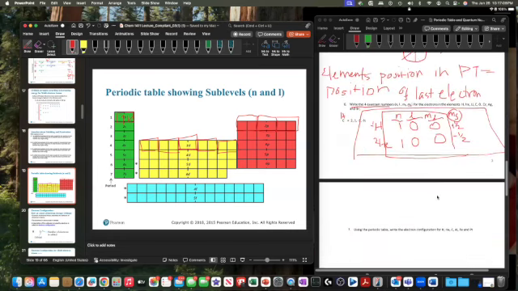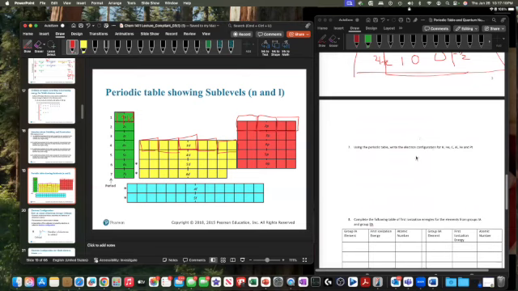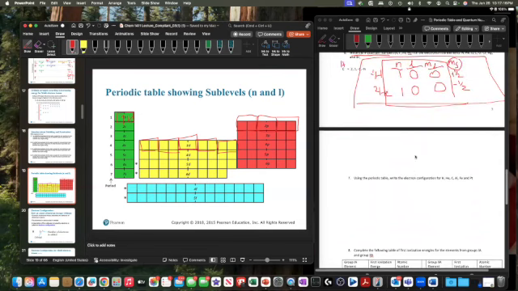Having done all that, now we're trying to do what? Where was I? I went off on a tangent. I'm trying to write the electronic configuration for, let me do carbon this time. Did we do carbon before? Yeah, let me do carbon.